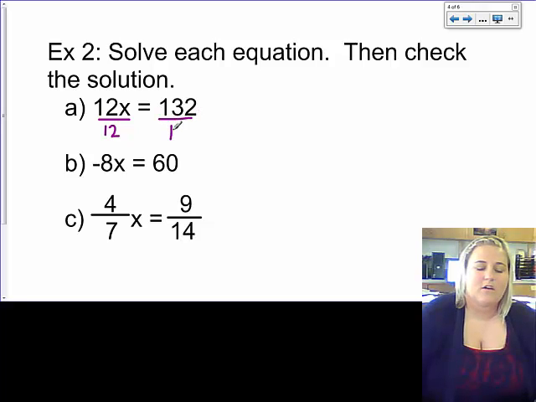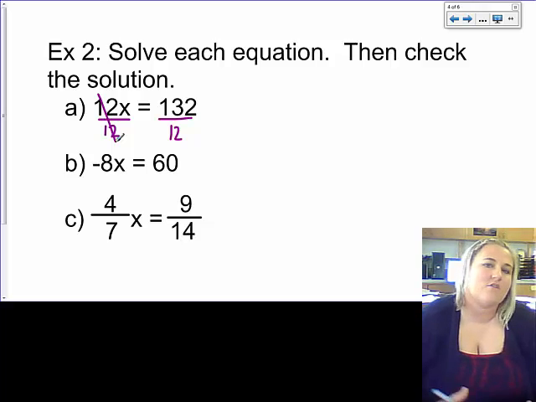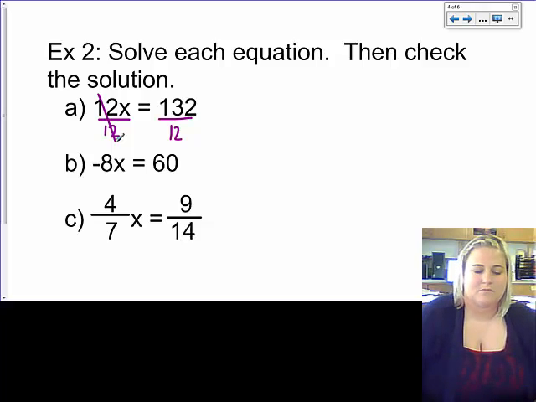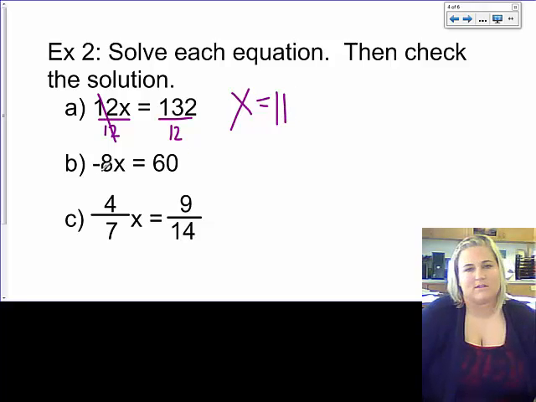Something that I want to point out right now is that you always want to move whatever is with the x. Okay? Sometimes we get confused and we divide by what's on the other side of the equal sign, and that's not what we want to do. We want to move things away from x, so it's whatever is with x. Okay? And that will give me x equals 11.